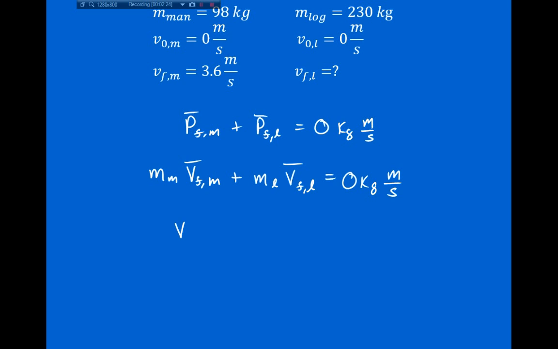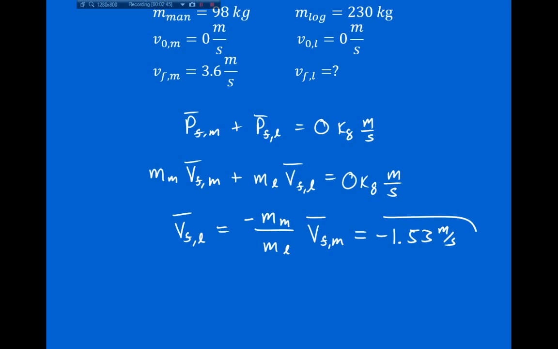So solving for the final velocity of the log, we see that the final velocity of the log is going to be equal to minus the mass of the man divided by the mass of the log times the final velocity of the man. And if we plug numbers into this, we see that it's equal to minus 1.53 meters per second, where this minus sign here indicates that the log will be moving in the opposite direction that the man is moving in when the man jumps off of the log.